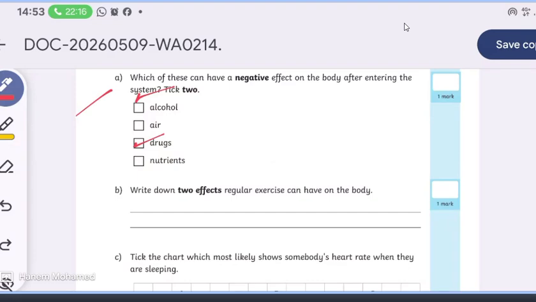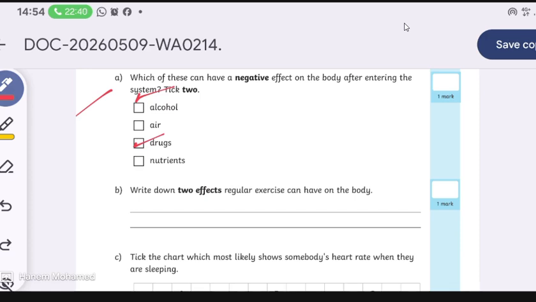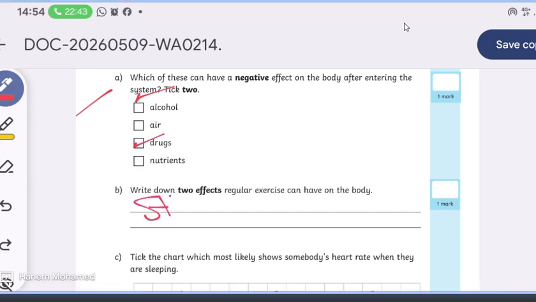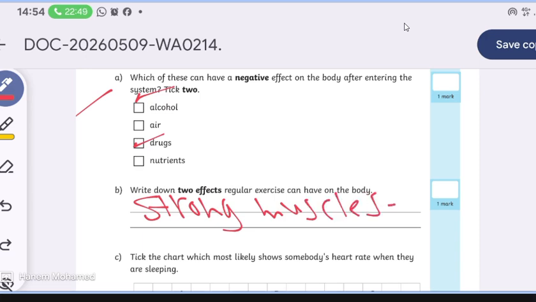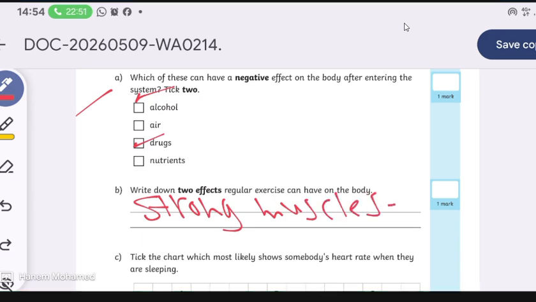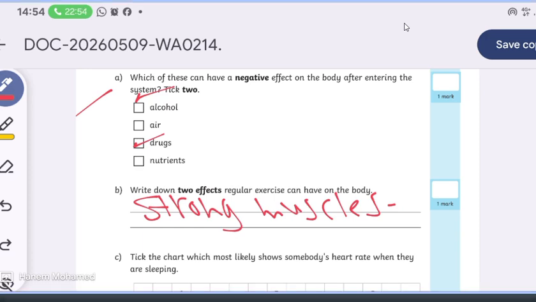Write down 2 effects regular exercise can have on the body. So, 2 effects regular exercise. If you said I'm going to practice an exercise every day, do you think the regular exercise can have effect on your body? Yeah. So the first thing is he said I want to have strong what? To have strong muscles. You exercise to have strong muscles. Do you think it has an effect on your circulatory system? Yes, it will improve your circulatory system.